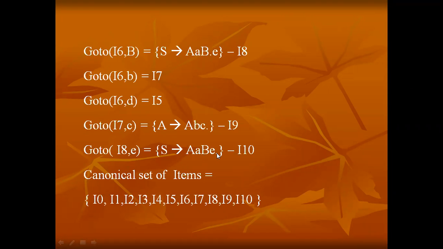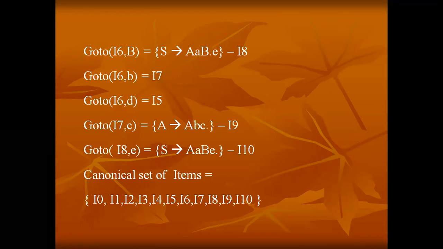Now the production is written as S tends to AABE dot. It is after processing. This is before processing. This is after processing. And again, this is also a new production rule, so this is item number 10. And checking, I7 is already completed, I5 is already a completed item. So in I9, nothing is there to do. In I10, nothing is there to process. So overall the production rules from the given grammar are processed.